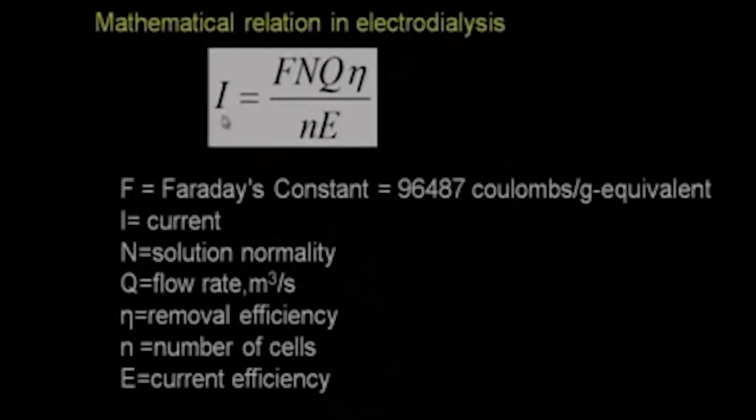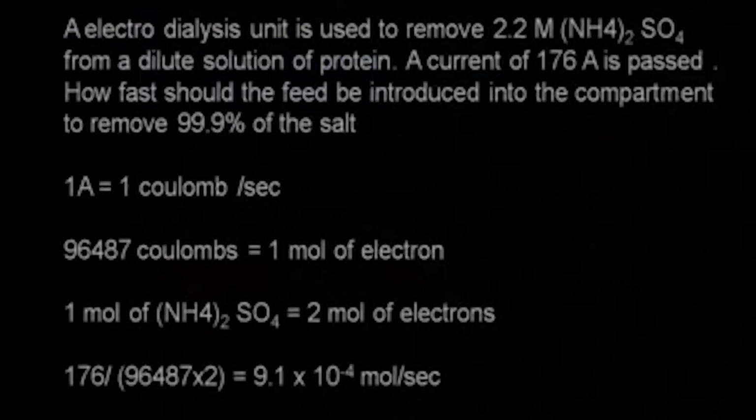We will not go too much into that, that is too much of a fundamental study, whereas this equation may be much more useful, which gives you an idea about the amount of current when you have n compartments, when you know the efficiency of the removal process, when you know the efficiency of the current, when you know the solution normality, and when you know the flow rate. This equation is much more useful, and of course this gives you an idea about the power. So this equation is also pretty useful.